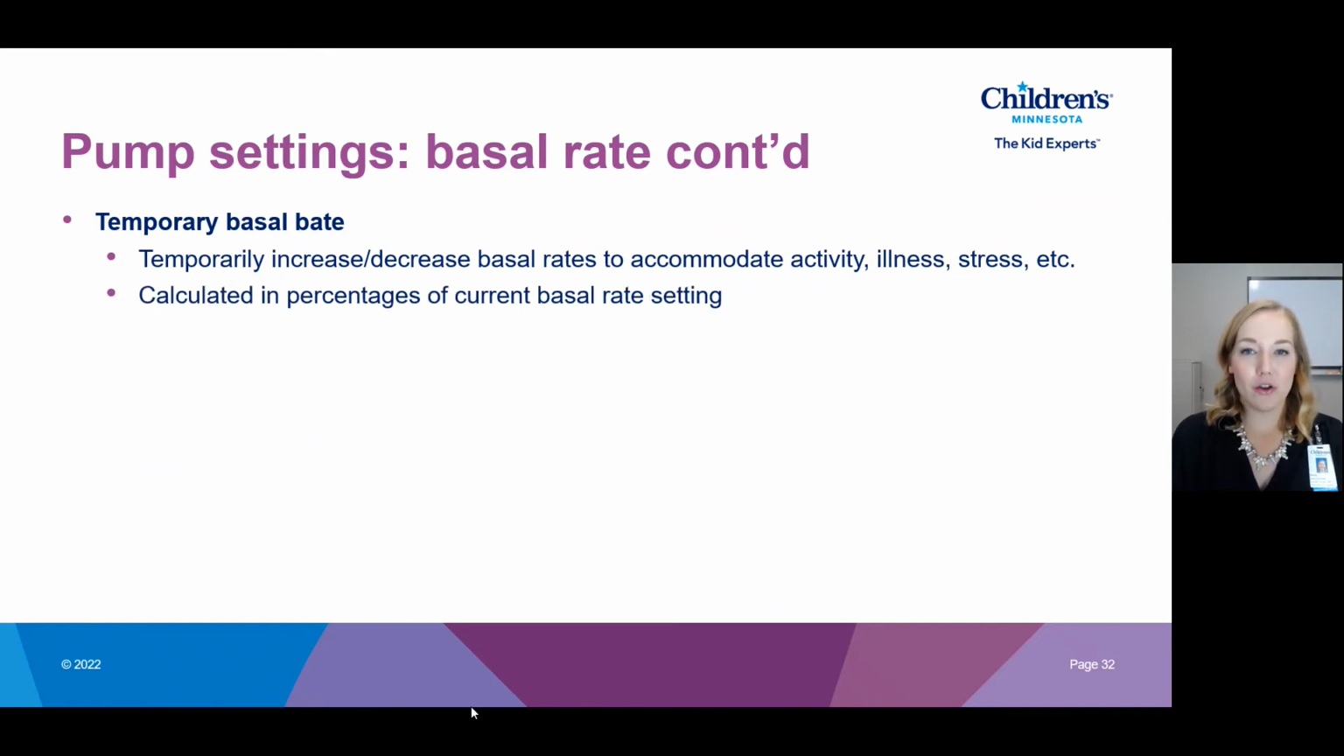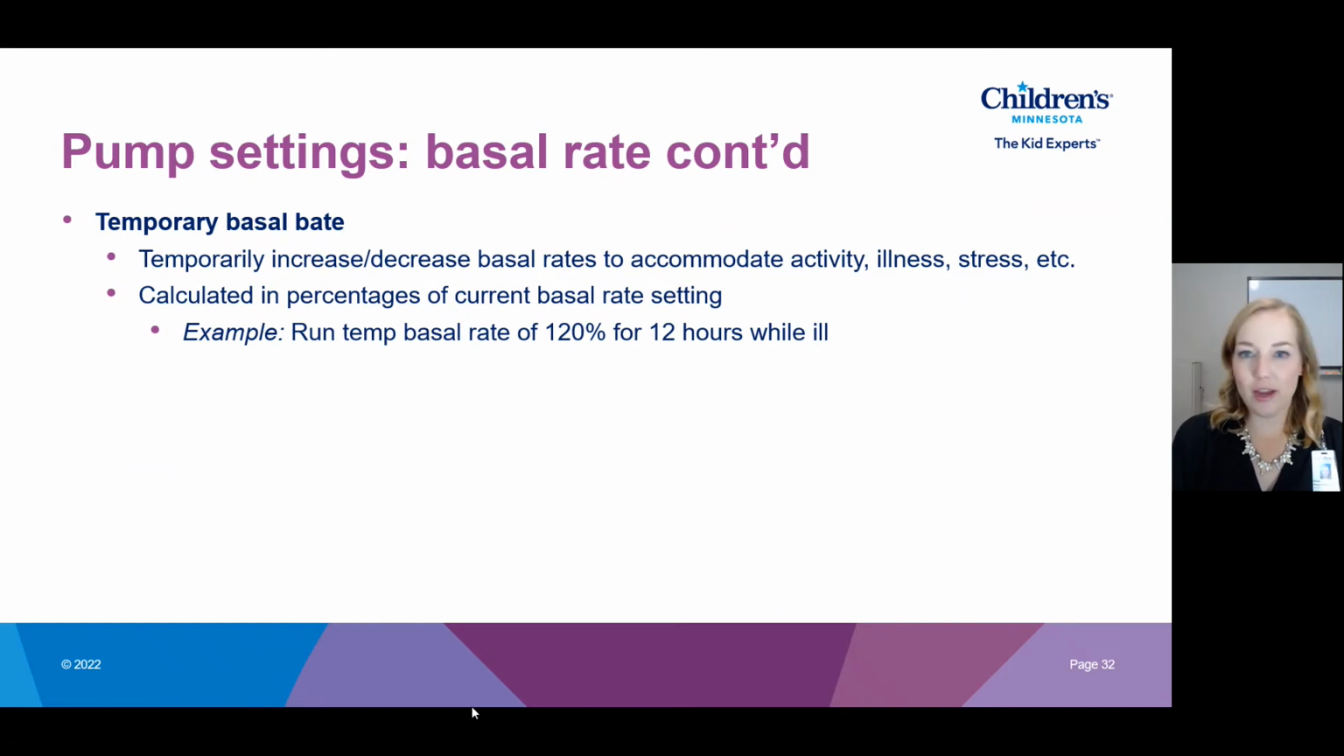The temp basal rates are calculated in percentages of your current basal rate setting, and then you set it for a set amount of time. So for example, you could set a temporary basal rate of 120% for 12 hours while ill. That way you're getting more insulin in the background to try to proactively prevent the hyperglycemia that results from the insulin resistance that we have when we're sick.